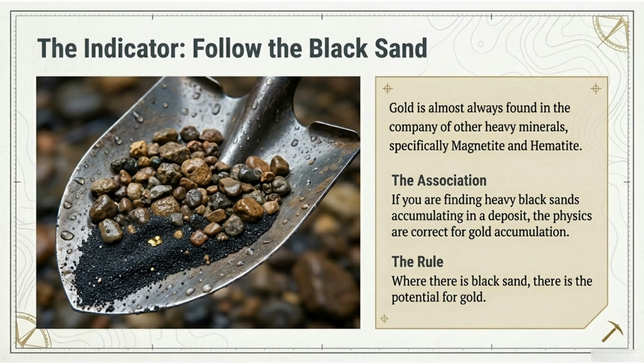The indicator. Follow the black sand. The association. Gold is almost always accompanied by other heavy minerals, specifically magnetite and hematite. The rule. If heavy black sands are accumulating in a deposit, the physics are correct for gold to accumulate there as well. Strategy. Where there is black sand, there is potential for gold.